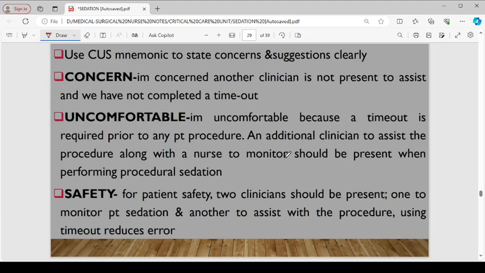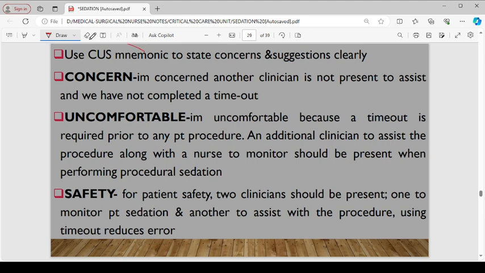Okay, guys. Remember, if you have any concerns about your patient, you have to address them. You have to address those concerns and suggestions clearly to the healthcare providers so that they can see how to assist your patient. Okay, remember, you are the patient advocate.